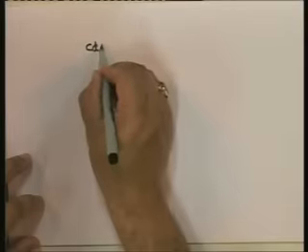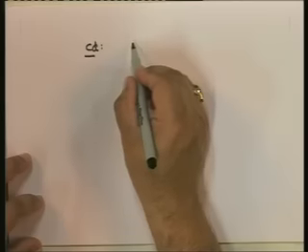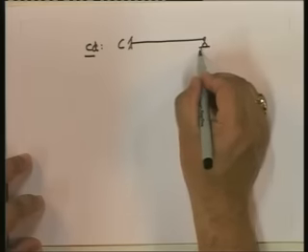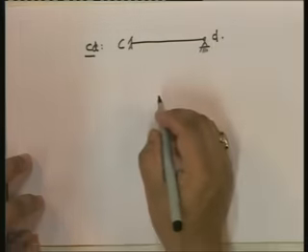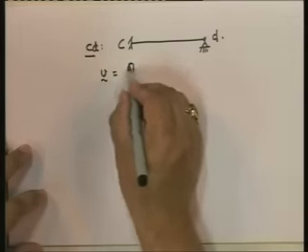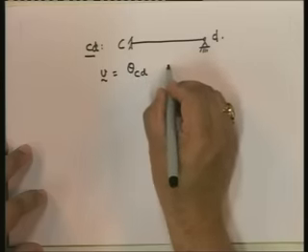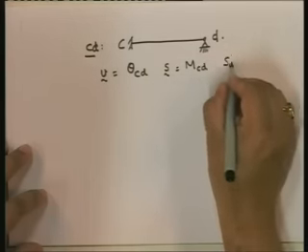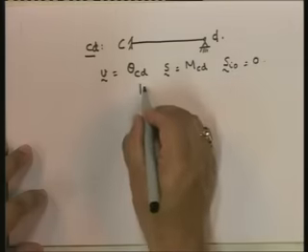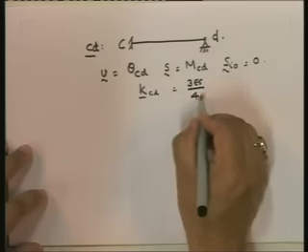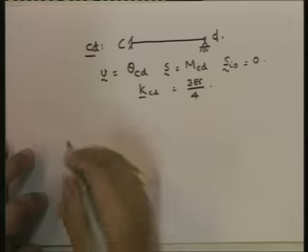Now for member CD. This member is continuous over C but pinned at D, and therefore its V is equal to theta CD, its S is equal to M_CD, its S_I0 is 0, and its K_CD is 3EI upon L. That is for member CD.